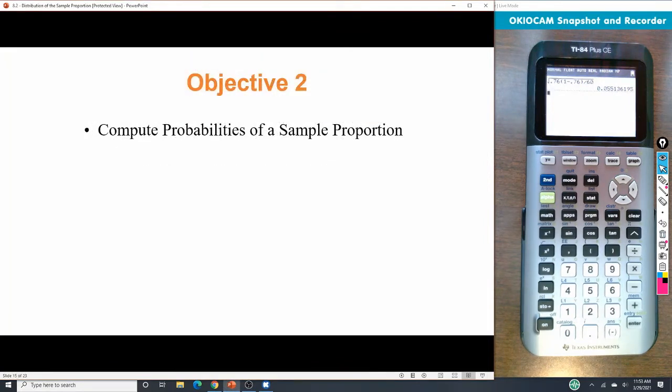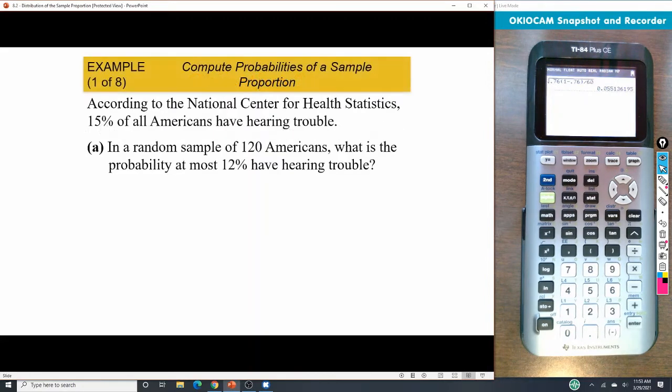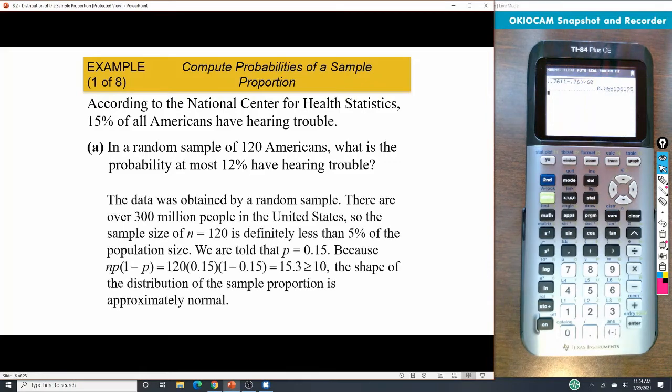All right, now let's start looking at computing some probabilities using this information. Here we say that 15% of all Americans have hearing trouble. In a random sample of 120 Americans, what is the probability at most 12% have a hearing problem? Again, we need to check our sizes. 120, we're talking about all Americans, so we're definitely less than the 5%.